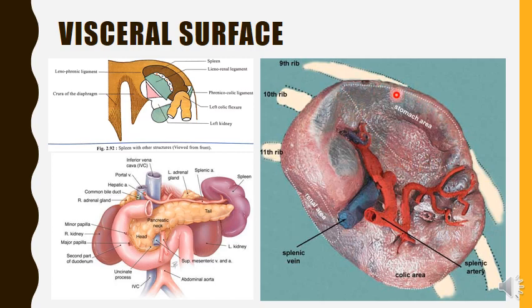So these are what we are seeing here: the impression of the stomach, or gastric impression, then the renal impression, the impression of the left colic flexure, and here we see the pancreatic impression. So these are the things that we see on the visceral surface. The gastric impression is formed by the fundus of the stomach. This is formed by the left kidney. This is formed by the left colic flexure and the tail of the pancreas. They are forming these impressions on the visceral surface.